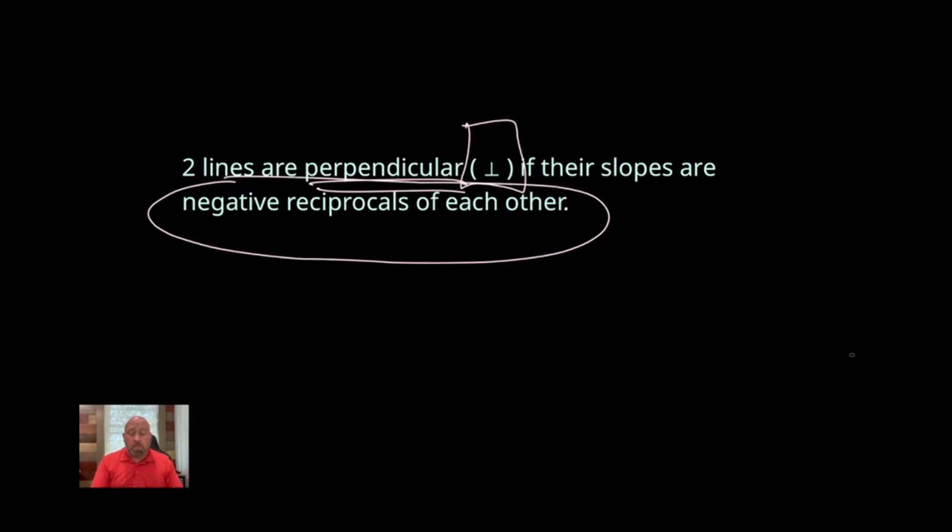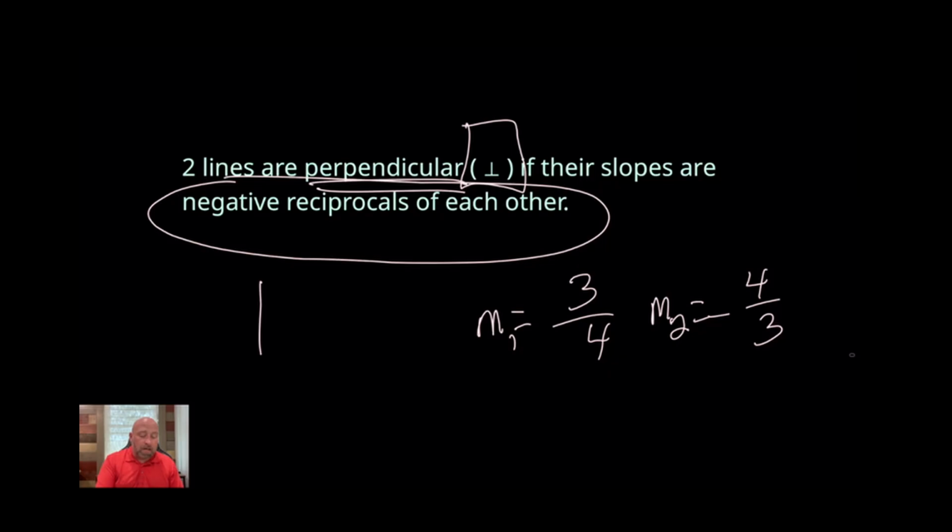Well, if your slope is 3 over 4, the negative reciprocal of 3 over 4 would be, okay, what's negative? So you just turn the positive to negative. So it'd be negative, and then you flip your fraction upside down. So 4 over 3. So if slope 1 equals 3 over 4, and slope 2 equals negative 4 over 3, these two lines would be perpendicular. Okay, so negative reciprocal. Flip the fraction, put a negative sign with it.